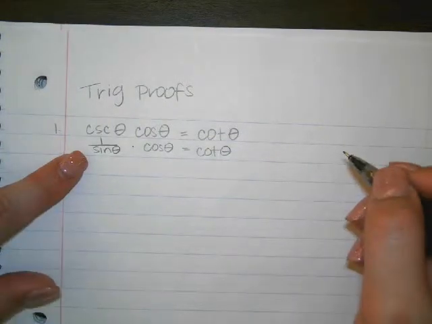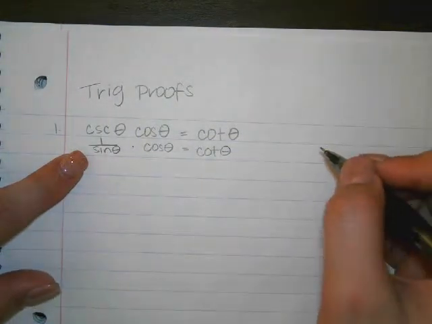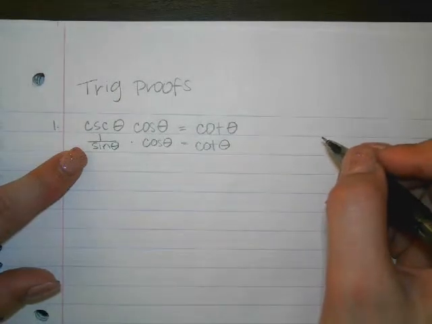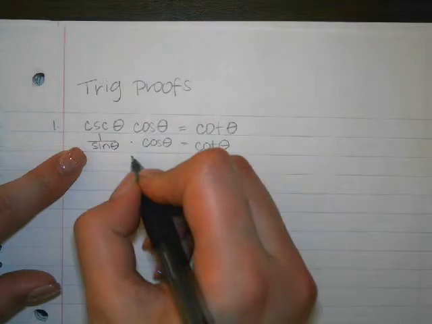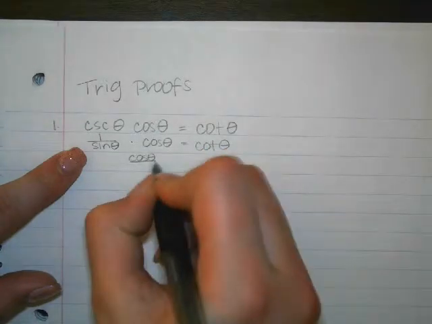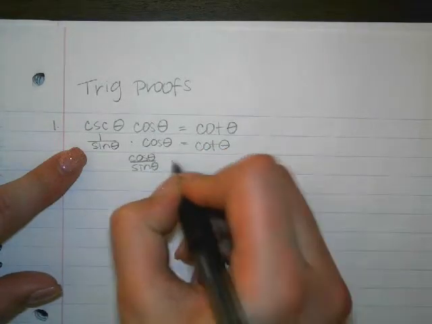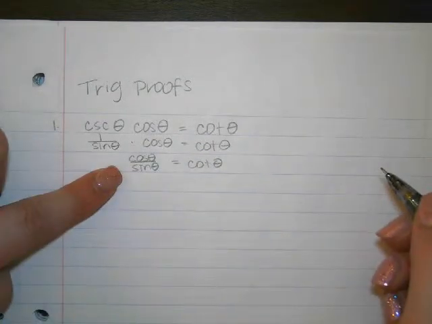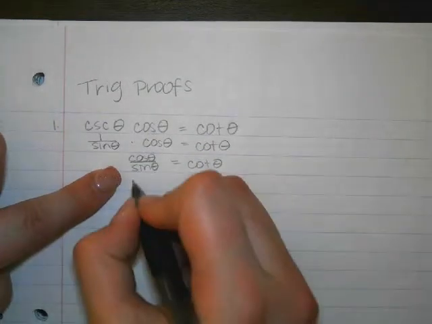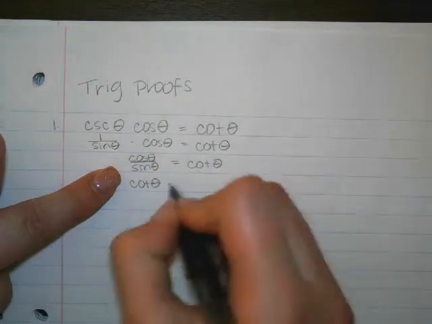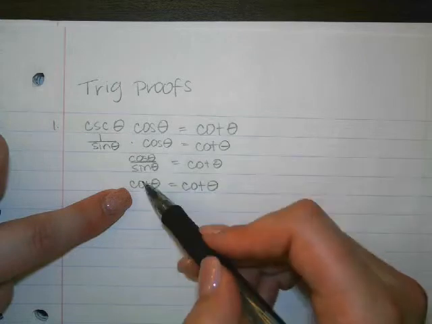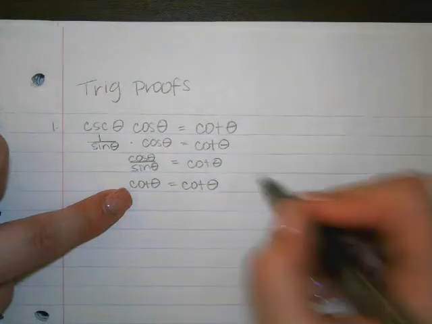All right, what do I have on the left side now? I have cos over sine, right? When I multiply those two things together, that gives me cos over sine. Okay. And what is cos over sine? Cotangent. So cotangent equals cotangent. I proved that the left side and the right side are the same thing, and so that means I'm done.